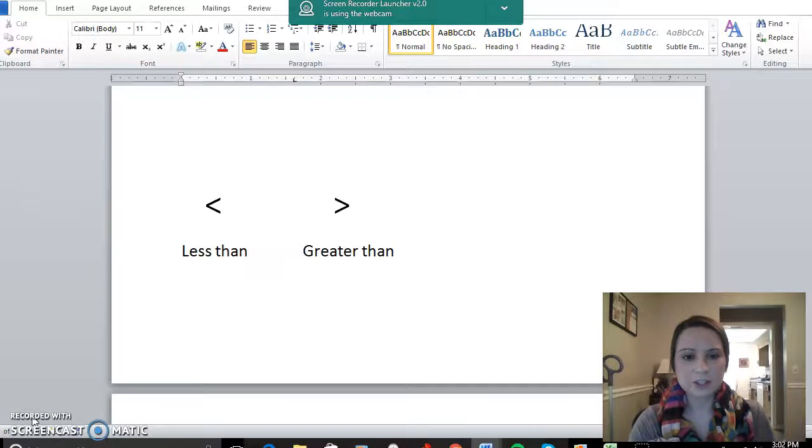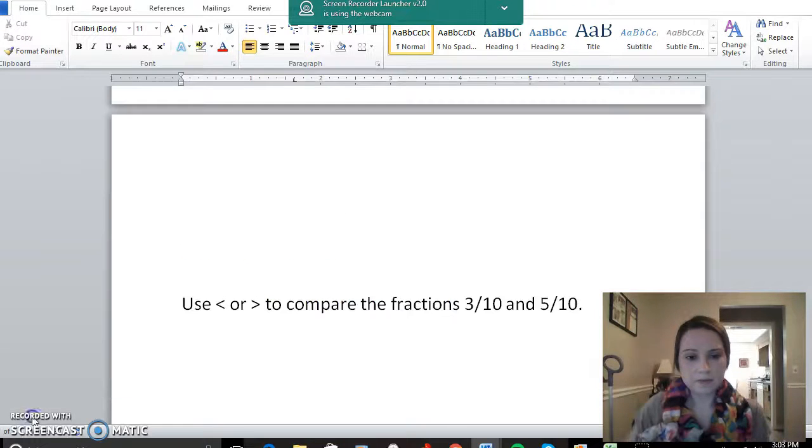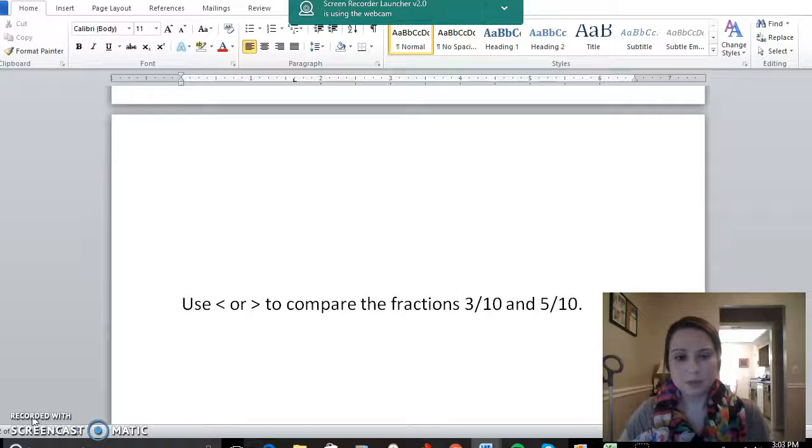When comparing fractions, we use these two signs or symbols. The first one stands for less than, and the second one stands for greater than. We are going to use the less than and greater than symbols to compare the fractions 3/10 and 5/10. These two fractions have the same denominator, so they have equal-sized parts. You can compare the numerators to see how the fractions compare to each other.